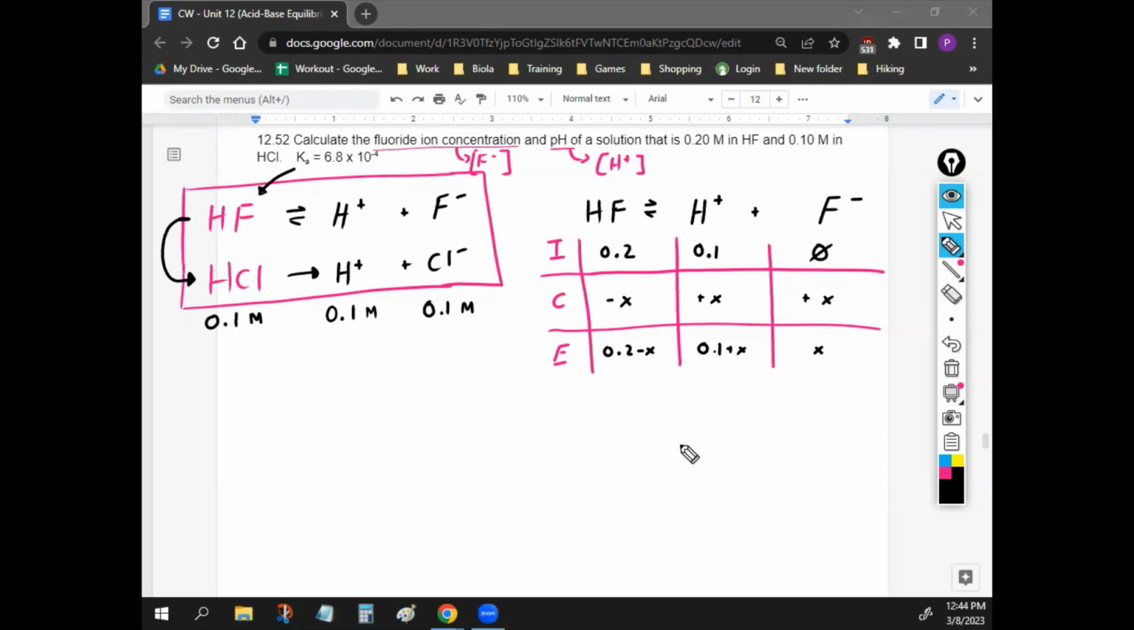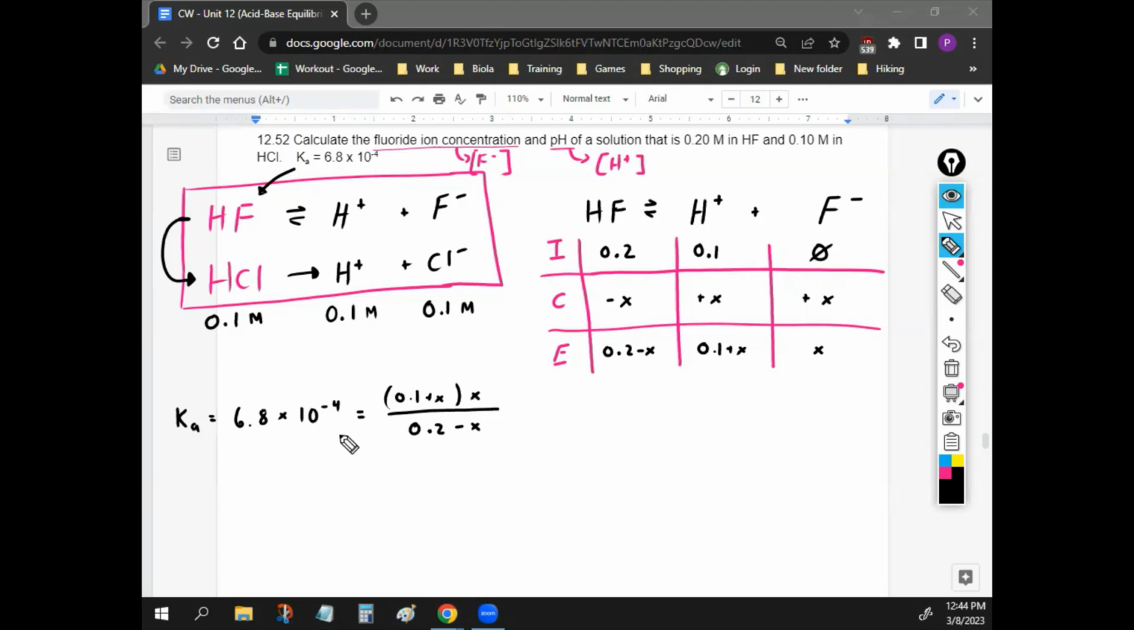All right, so we're going to take this, and then we're going to set it up with the equilibrium constant, which is 6.8 times 10 to the negative 4. Okay, and then we're going to plug in the values: 0.1 plus X, then you get X for F minus, and then 0.2 minus X. All right, now, if you take a look at this equation right here, can we automatically assume the 5% rule? No, unfortunately not. So this one, you would have to do the quadratic.